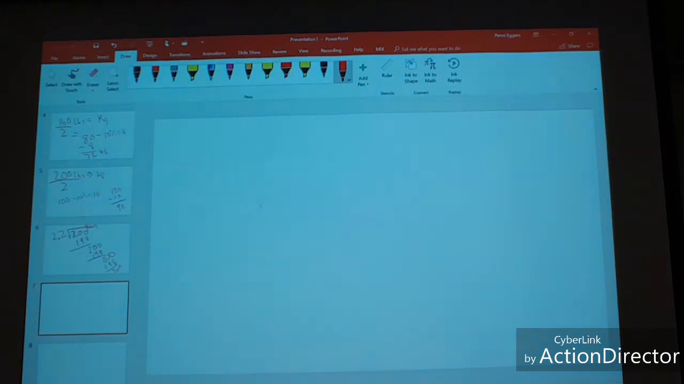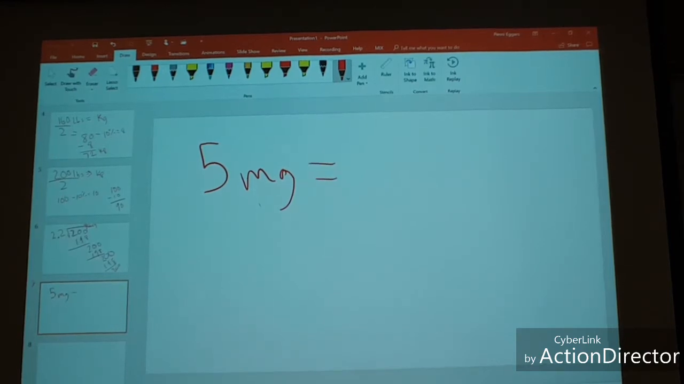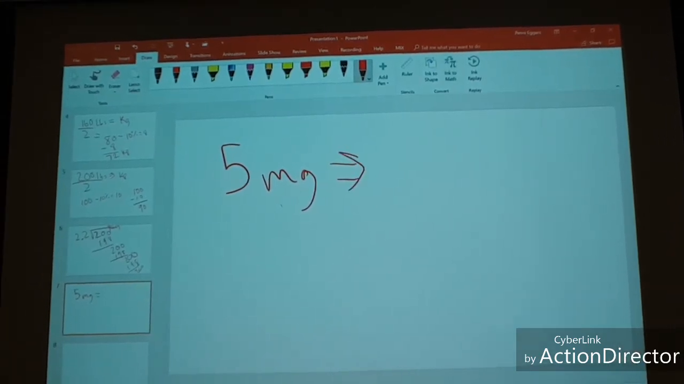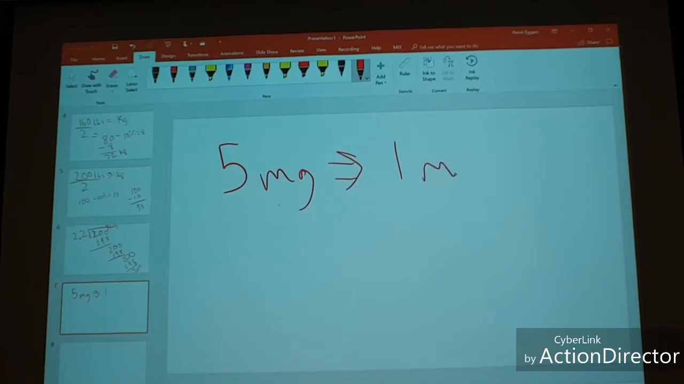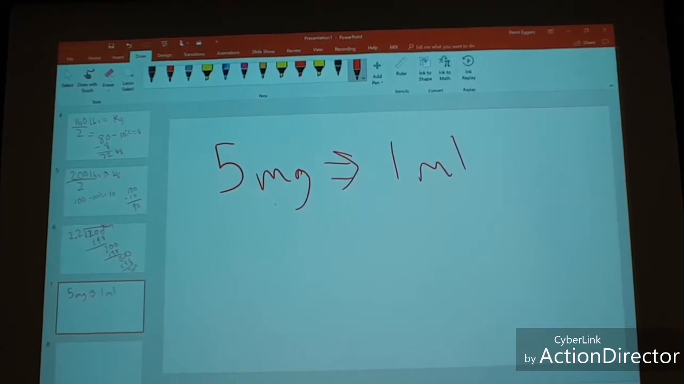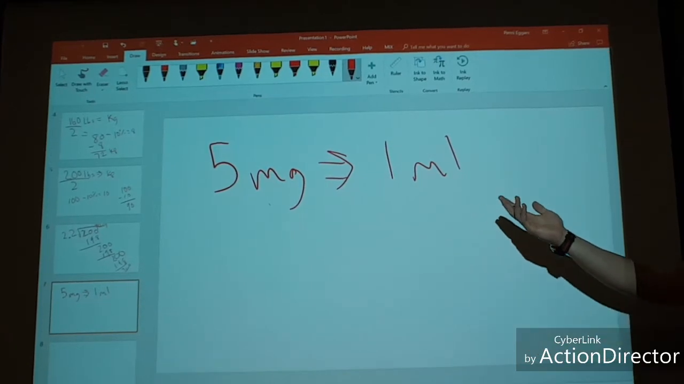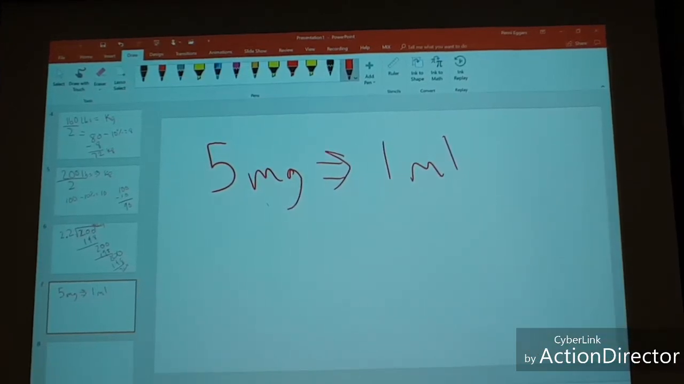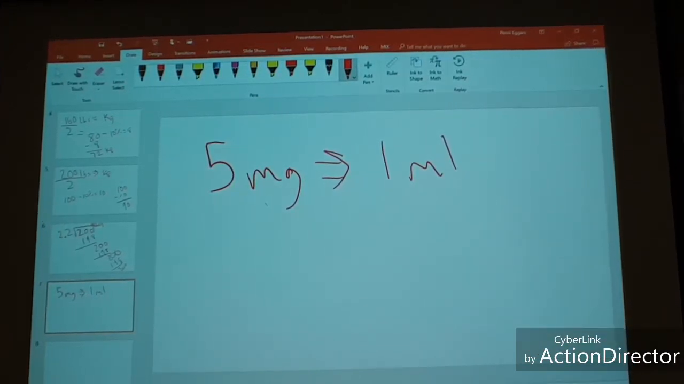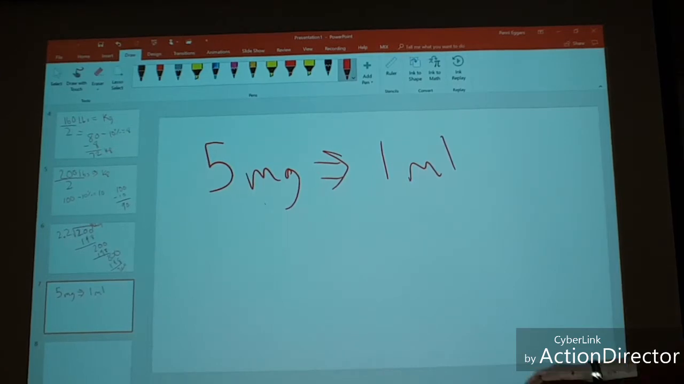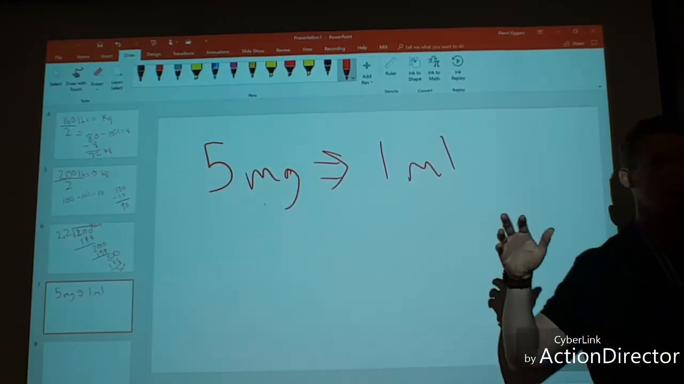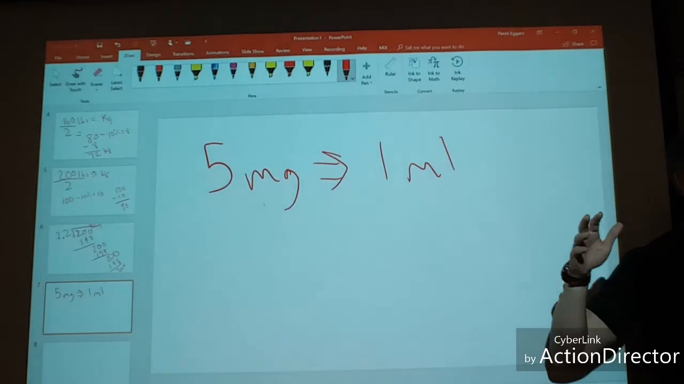So I have 5 milligrams of some drug, and it's in 1 mL of fluid. Okay, so what's my concentration? This is pretty simple. 5 to 1. I have a 5 to 1 ratio. Okay? So basically, since I have a 5 to 1 ratio, how many of you guys could kind of go with percentages a little bit? Quarter, half, yeah?